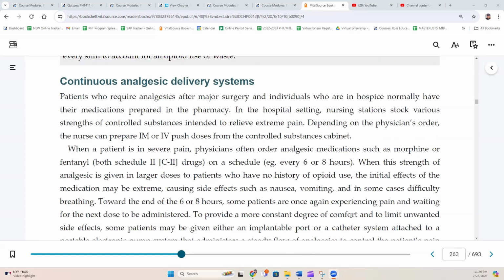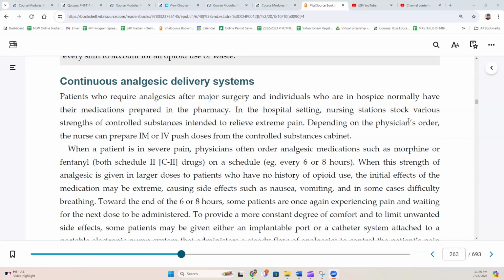Patients who require analgesics after major surgery and individuals who are in hospice normally have their medications prepared in the pharmacy. In the hospital setting, nursing stations stock various strengths of controlled substances intended to relieve extreme pain. Depending on the physician's order, the nurse can prepare IM or IV push doses from the controlled substances cabinet. When a patient is in severe pain, physicians often order analgesic medications such as morphine or fentanyl, which are both Schedule II drugs, on a schedule, like every 6 or 8 hours.